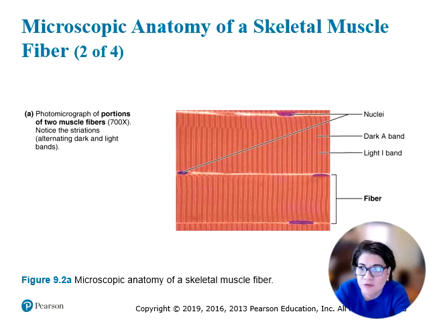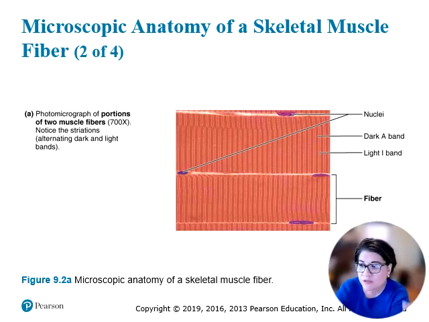So this is one muscle fiber. This would be part of a cell here, weird looking cell. And there's some nuclei, and then these are the bands. You can see the dark A band and the light I band. This is what makes it look stripy and striated. And this is what's actually going to do the contracting.